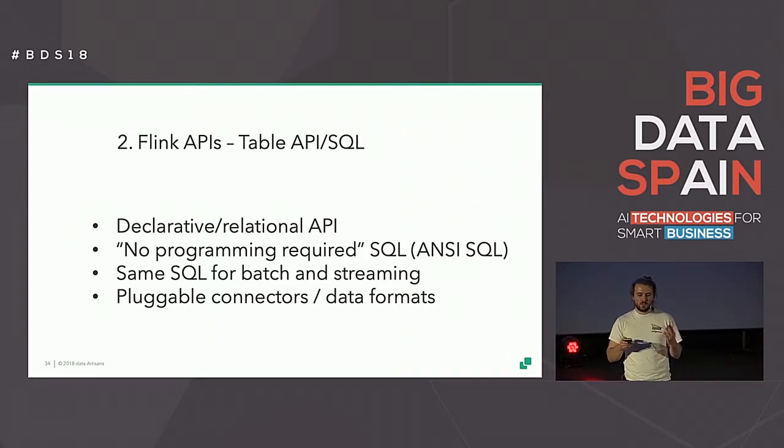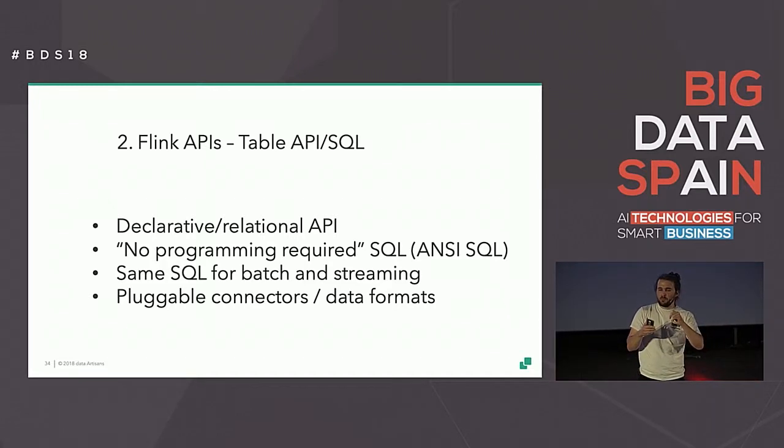The table API or SQL is an API that allows you to write ANSI-compliant SQL queries that can be executed on batch data or on streaming data with the same SQL query. One important thing is that there's no programming required. So you don't need to write Java code to use this. You can just define some data sources and data sinks, and then put in a SQL query, and then it does something.